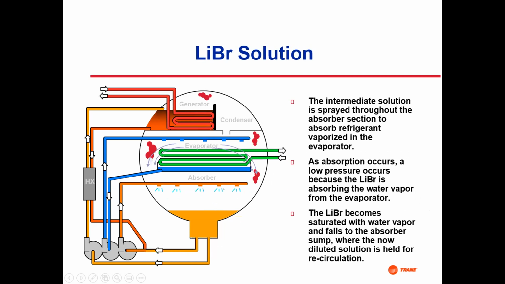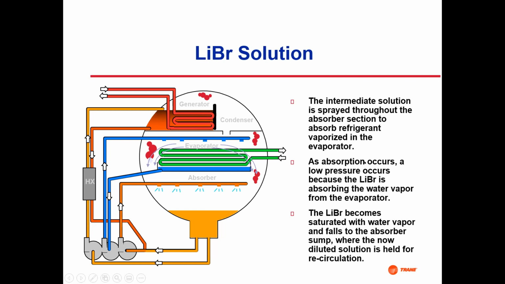The intermediate solution is sprayed throughout the absorber section to absorb refrigerant vaporized in the evaporator. So, you know, we generate vapor up here at high pressure, we condense it, we drop pressure, we spray it on the tubes, it evaporates, then the vapor migrates down here to the absorber where it gets put back together with the lithium bromide and eventually goes back to the generator.